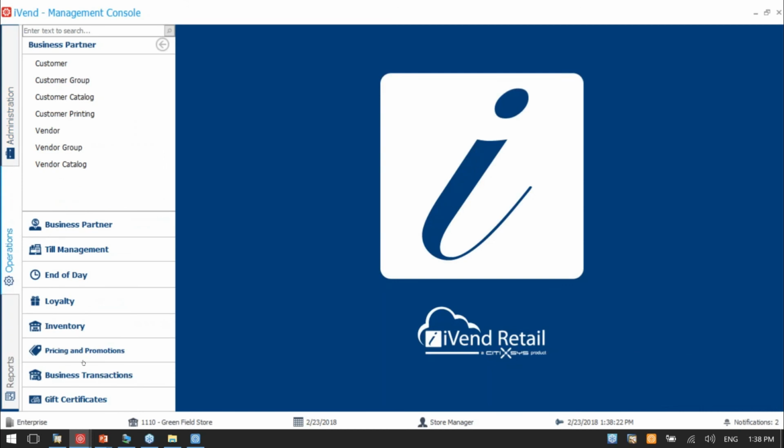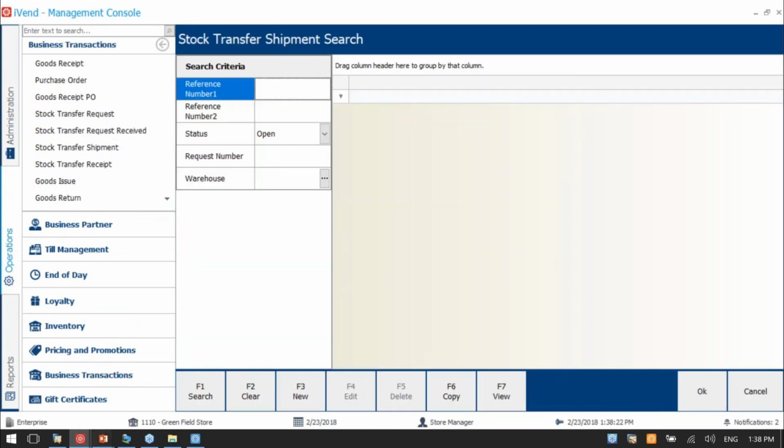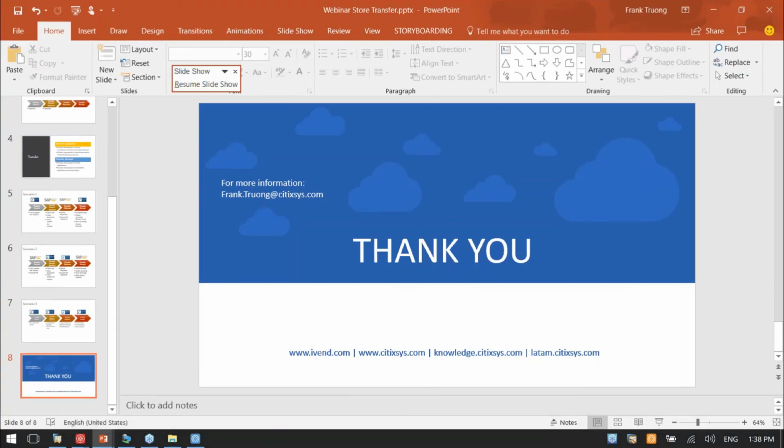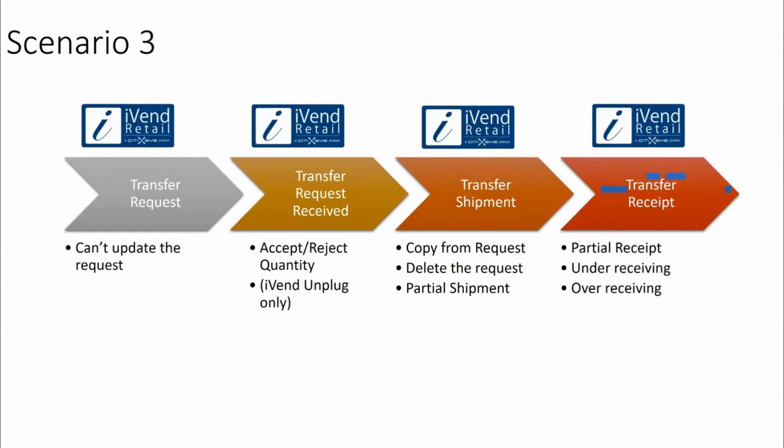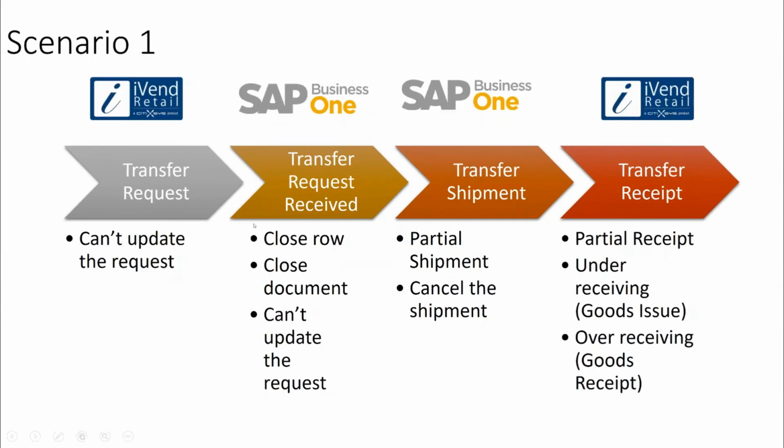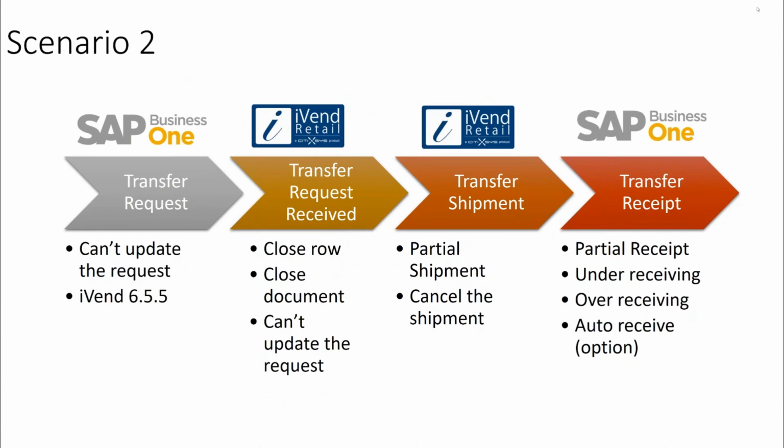Okay, I go to operation. I do the business transaction, the stock transfer shipment. With the normal steps, we do 2 steps, right? Let's go scenario number 1, number 2. You do the transfer shipment from the iVend and you do the transfer receive in the SAP-BB1. But in SAP, we enable automatic transfer receive, so we don't need to do the last step. We just do transfer shipment. It's automatically received in the SAP.